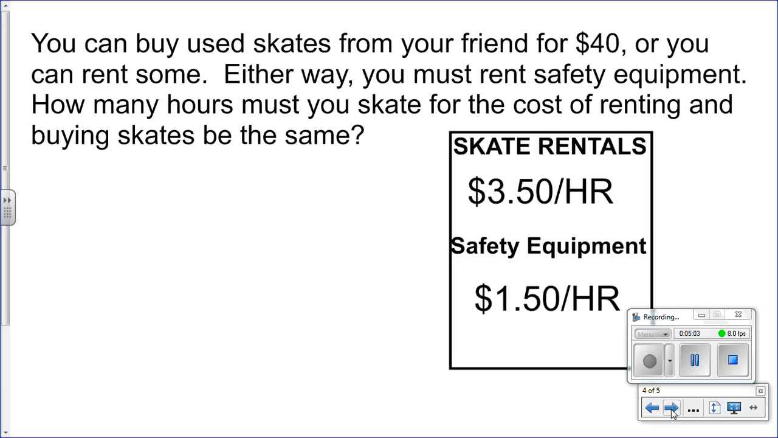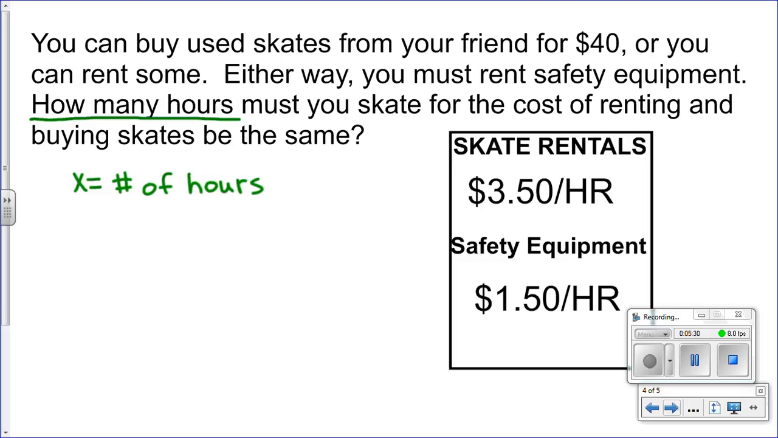Okay, again, let's start off with identifying that variable. Again, that's from the last sentence, the question. So the question is how many hours? So therefore, x should be number of hours. I want the cost of renting and buying to be the same.